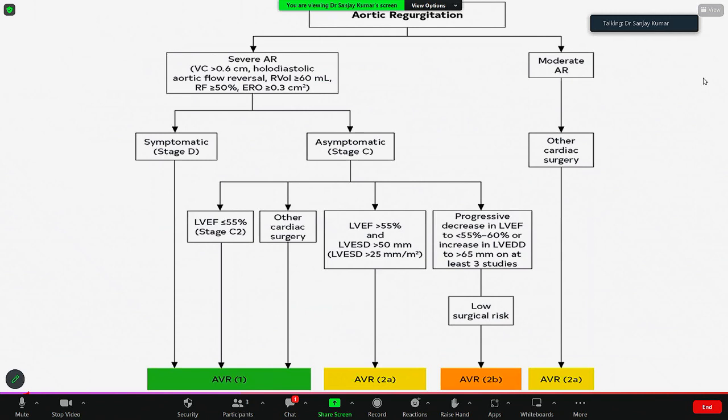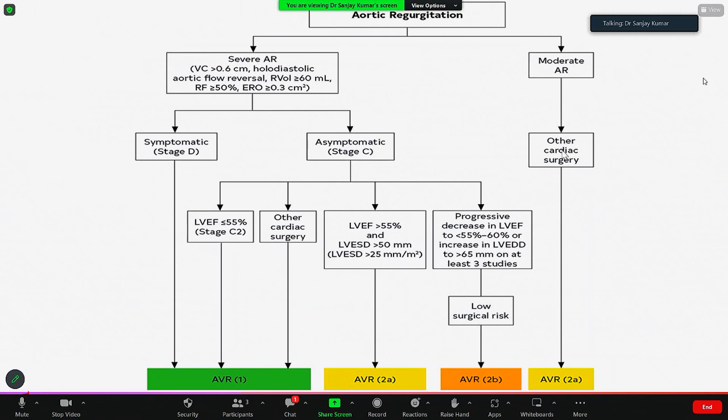Aortic regurgitation: AVR is indicated in all patients who have a severe aortic regurgitation and are symptomatic. If they're asymptomatic, then in that case, looking into these criteria, you subject them to AVR. That forms the class 1 indication. 2A, if the ejection fraction is more than 55, but LV end systolic dimension is more than 50, and LV end systolic dimension is more than 25 millimeter per square meter, then AVR with class 2A indication. Progressive decrease in left ventricular ejection fraction, low surgical risk, is still AVR with 2B indication.